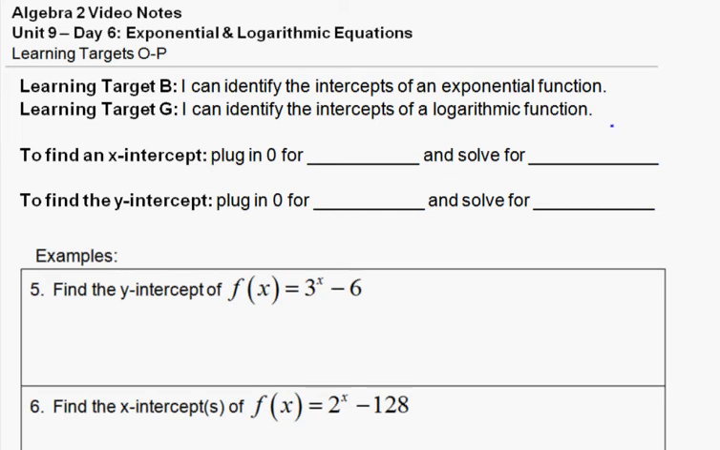This is part 2 of the video for the second day of solving exponential and logarithmic equations. These two learning targets are focusing on finding the intercepts of an exponential function and a logarithmic function.